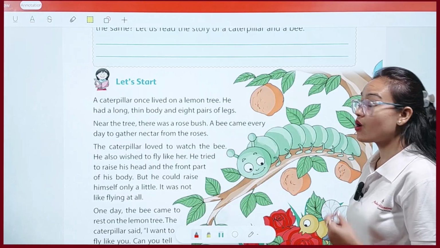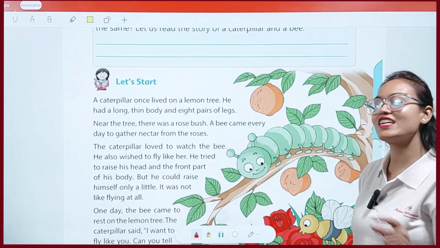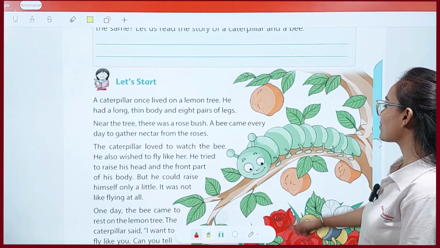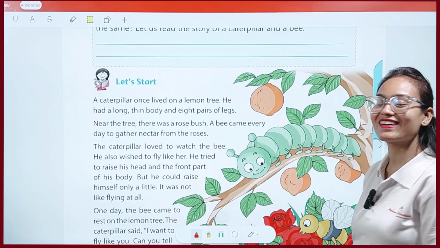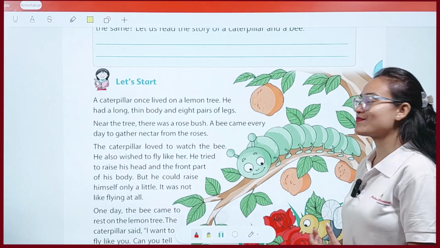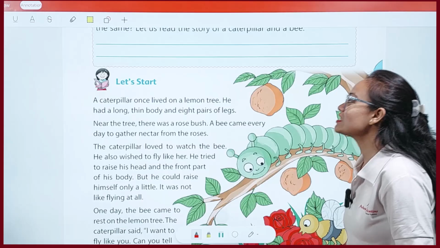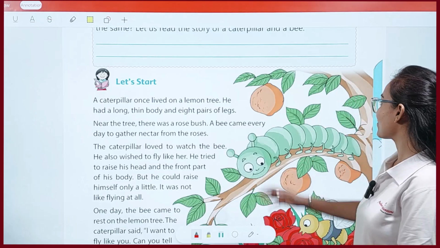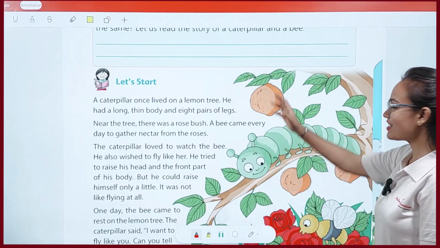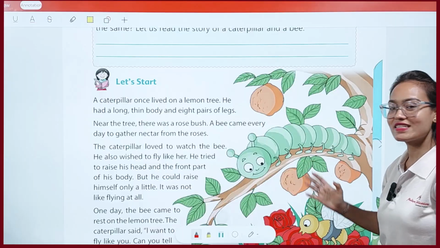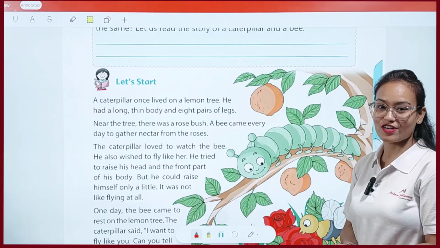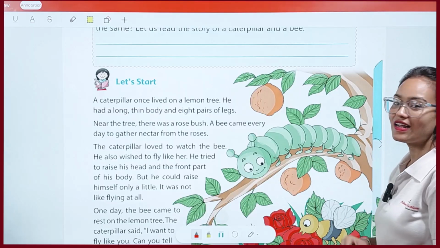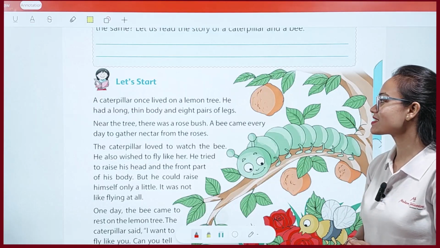He had a long, thin body and 8 pairs of legs. You can see on this screen, this is the caterpillar, a beautiful green colored insect having 8 pairs of legs. Once upon a time on a lemon tree, you can see this is a lemon tree, a green colored caterpillar having 8 legs lived.